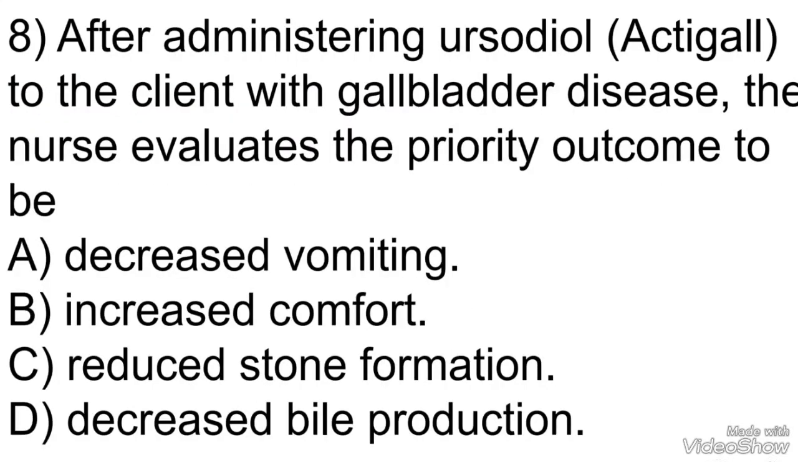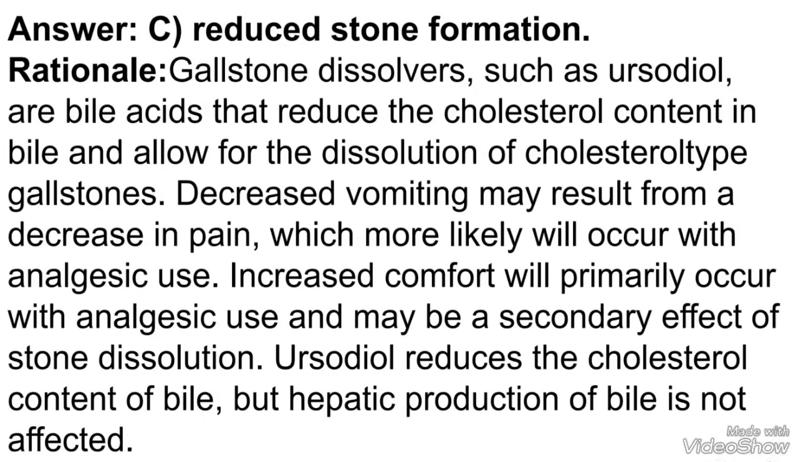8. After administering ursodiol to the client with gallbladder disease, the nurse evaluates the priority outcome to be: A. Decreased vomiting. B. Increased comfort. C. Reduced stone formation. D. Decreased bile production. Answer: C. Reduced stone formation. Rationale: Gallstone dissolvers, such as ursodiol, are bile acids that reduce the cholesterol content in bile and allow for the dissolution of cholesterol-type gallstones.